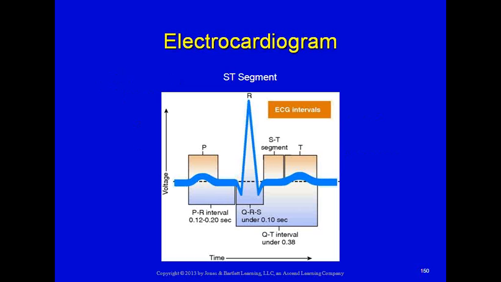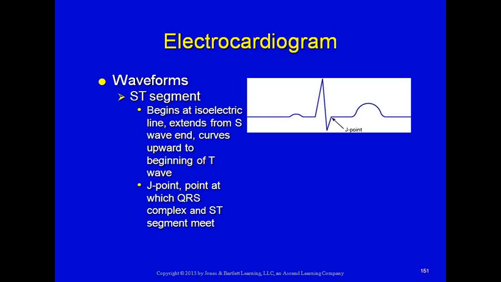Now that has to be adjusted with rate, because the faster you get going, the closer everything gets together and the shorter your QT interval is. The importance of the QT interval is people with prolonged QT intervals are at a greater risk of sudden cardiac death. So when we talked about ST segment elevation and ST segment depression, that is something that is measured from the J point. And there's an example of where the J point is.